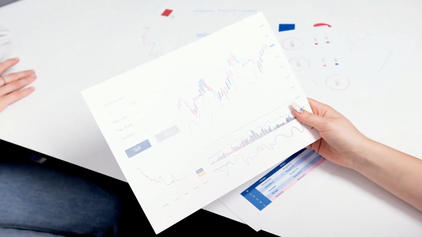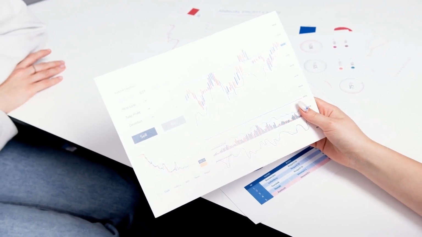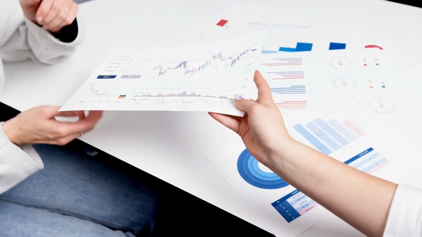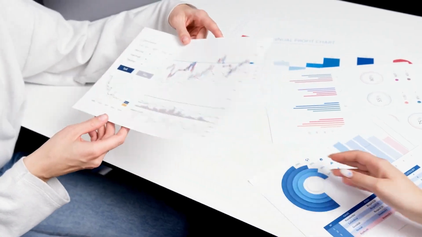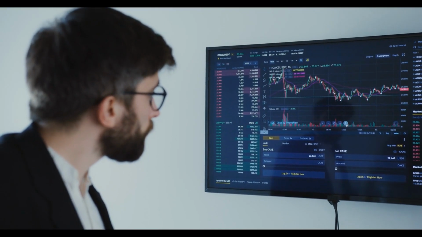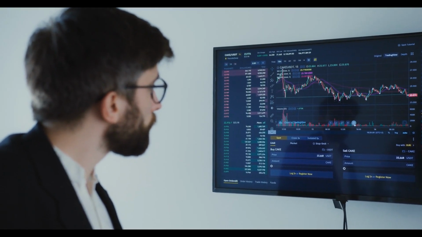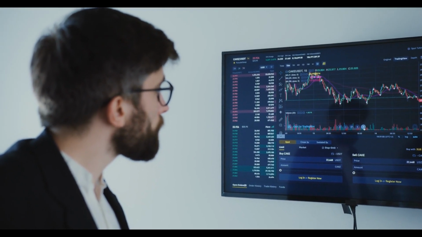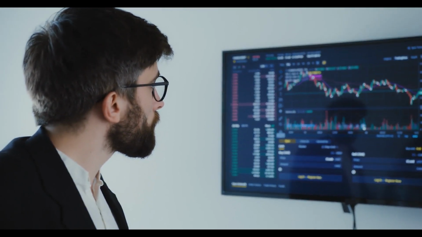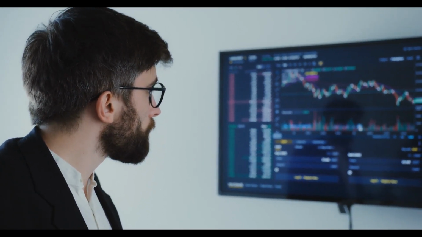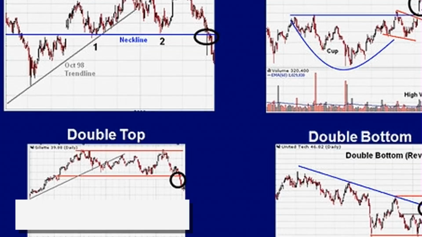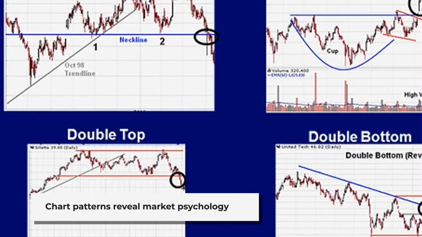To effectively read stock charts, focus on identifying trends, support and resistance levels, and various chart patterns. Trends indicate the general direction of the stock price. Support and resistance levels represent the price points where the stock repeatedly stops falling or rising, respectively. Chart patterns like head and shoulders, engulfing patterns, and Marubozu provide deeper insights into market psychology and potential movements.